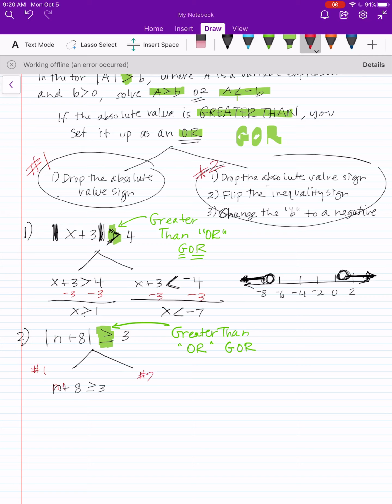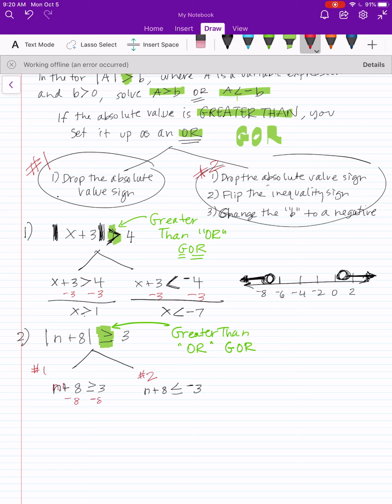Then the number 2 way to set it up is you drop the absolute value sign. So I'd have n plus 8. I would have to flip the inequality. So now I'm going to have less than or equal to, and I take b and I change it to a negative 3. Okay, so that's the second setup. And now we solve just like normal.